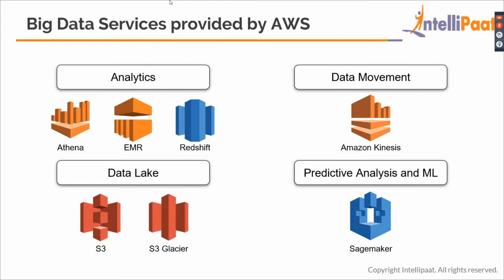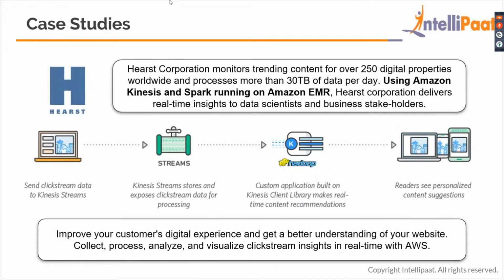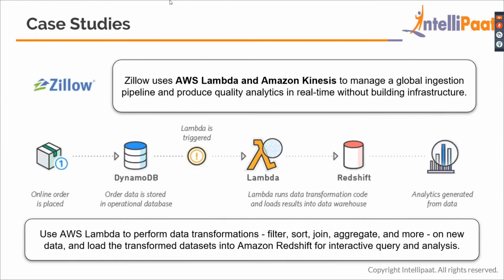It already has the built-in algorithm. You can just implement it. So these are the services provided by AWS. So now, using these services, how do companies get benefits out of it? That's what we are going to discuss in our case studies. First of all, we'll be looking at 2 different companies. One is Hearst and one is Zillow.